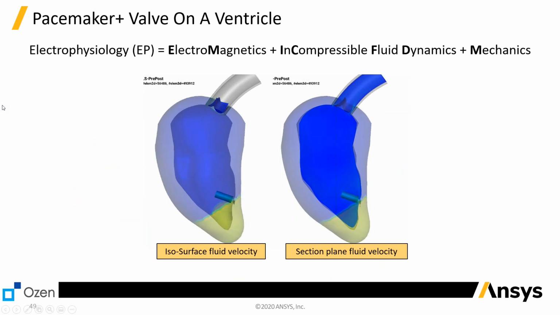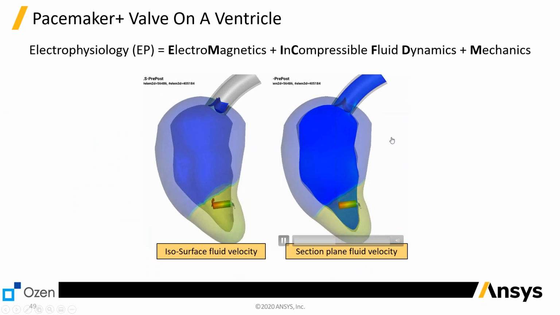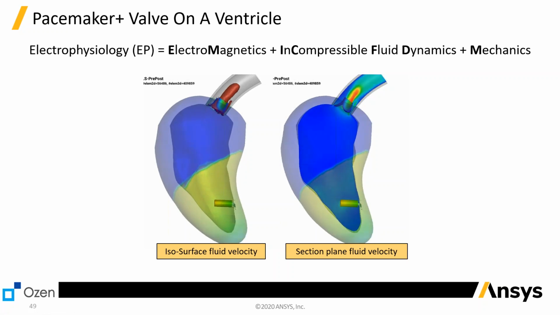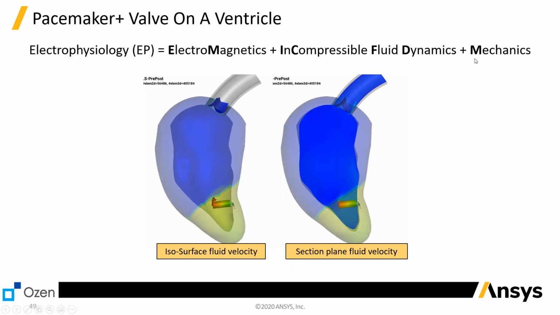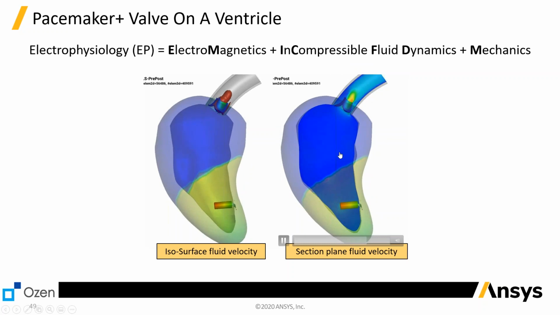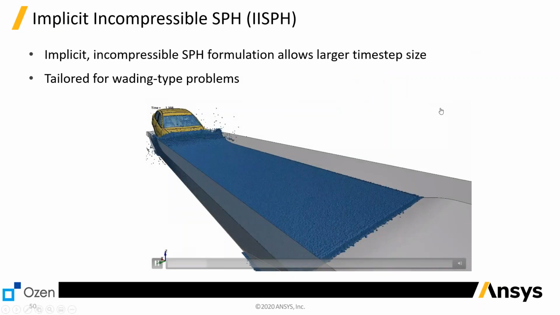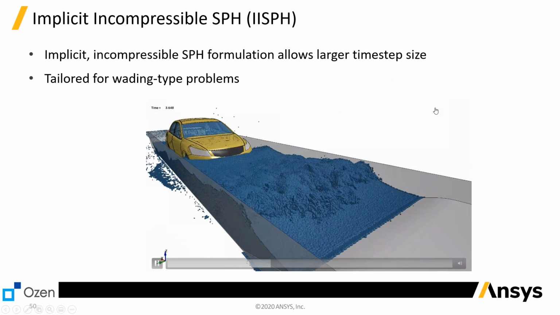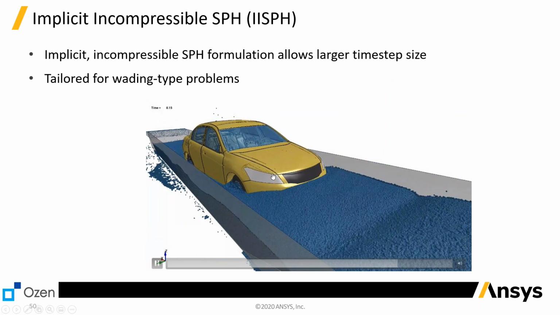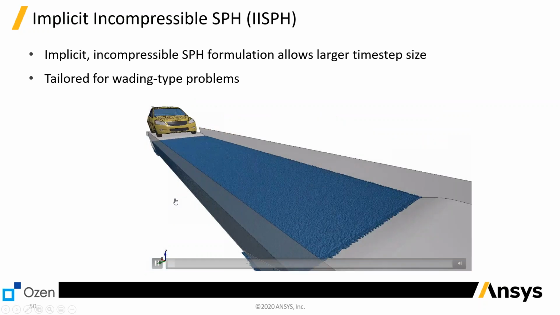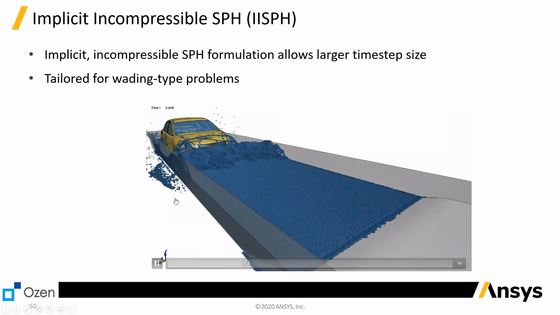For LS-DYNA users, we show here some examples of how we can couple different fields, like electromagnetics with incompressible fluid dynamics, as well as mechanics, for this heart analysis. Also, we can use implicit incompressible SPH, and we can see here an example of a car moving through the fluid. It's tailored for welding type problems.